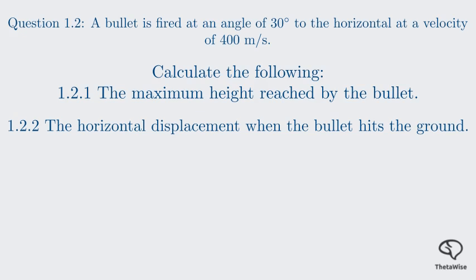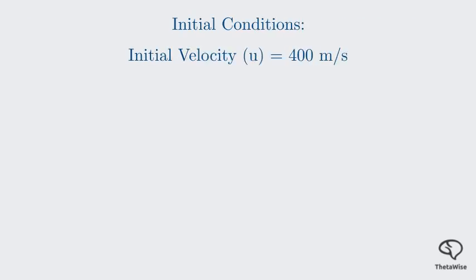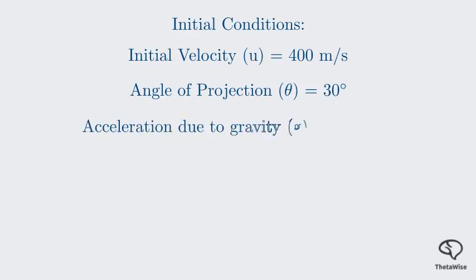Projectile motion describes the path of an object thrown into the air, subject only to gravity. We analyze the horizontal and vertical motions independently. Let's list our initial conditions. The initial velocity, which we'll call u, is 400 meters per second. The angle of projection, theta, is 30 degrees. The acceleration due to gravity, g, is 9.8 meters per second squared and acts downwards.